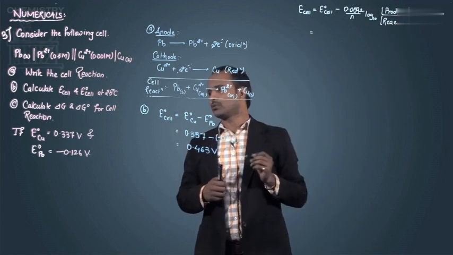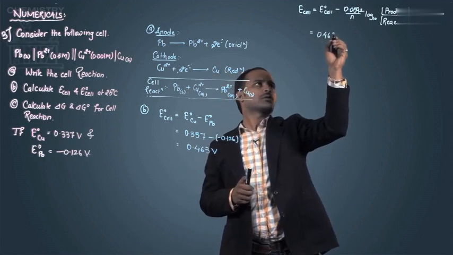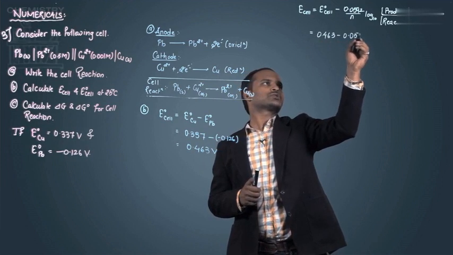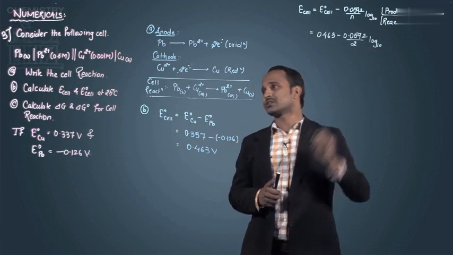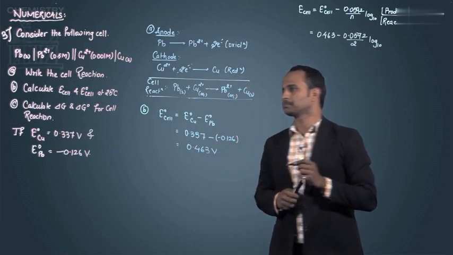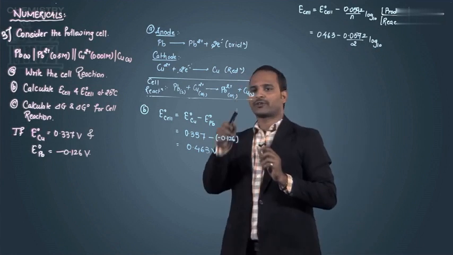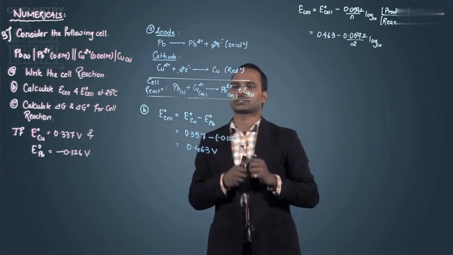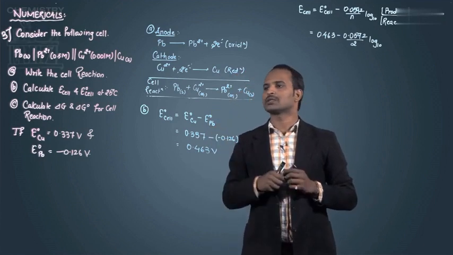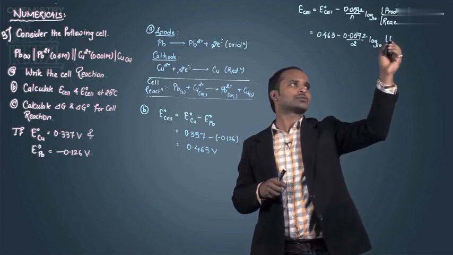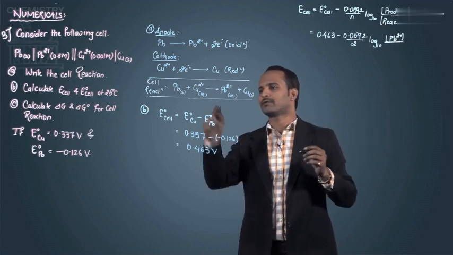So it is equal to E naught cell, and E naught cell is 0.463, minus 0.0592 upon n. n is 2 here. Log to the base 10 of the molar concentration of product. Product is, now from the product we have to consider again only the concentration of ions, not pure solid and pure liquid. So the ion is Pb2 plus. It is in a liquid state, but it's not a pure liquid, it is a mixture, so it can be considered. So the Pb2 plus ion concentration from the product upon, from the reactant, the copper 2 plus ion.